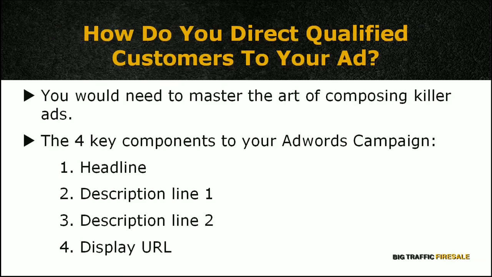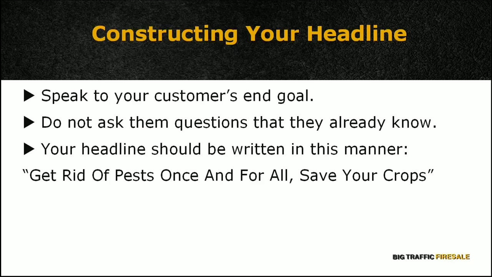Well, you'd need to master the art of composing killer ads. There are 4 key components to your AdWords campaign. 1. Headline. 2. Description line 1. 3. Description line 2. 4. Display URL. Bear in mind that these components will either make you or break you. First, let's look at the headline. The headline should be your main focus, as it's what your prospects will be reading first of all. Moreover, AdWords will only allow a maximum of 25 characters per headline, so make every precious character count.